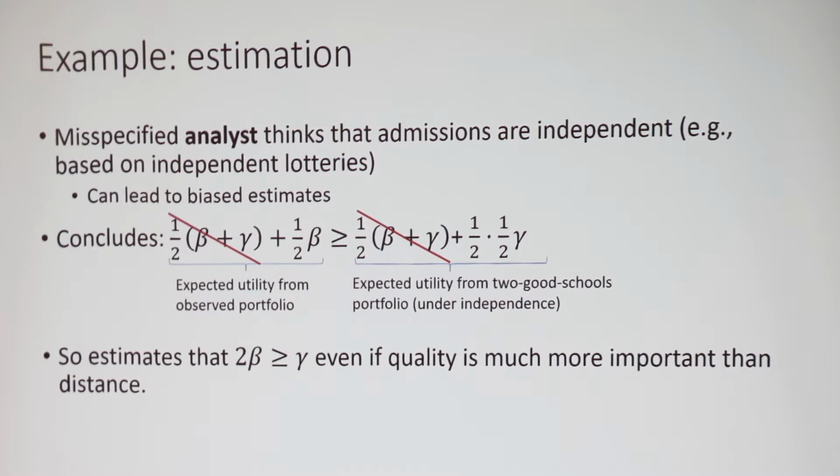Now remember, I made no assumptions about the values of beta and gamma, but this econometrician just deduced that quality cannot be much more important than proximity. So the policy implication or the policy recommendation that this econometrician is going to give, if he's using this model for estimation, by definition has to be that you shouldn't care too much about opening good schools. Okay?